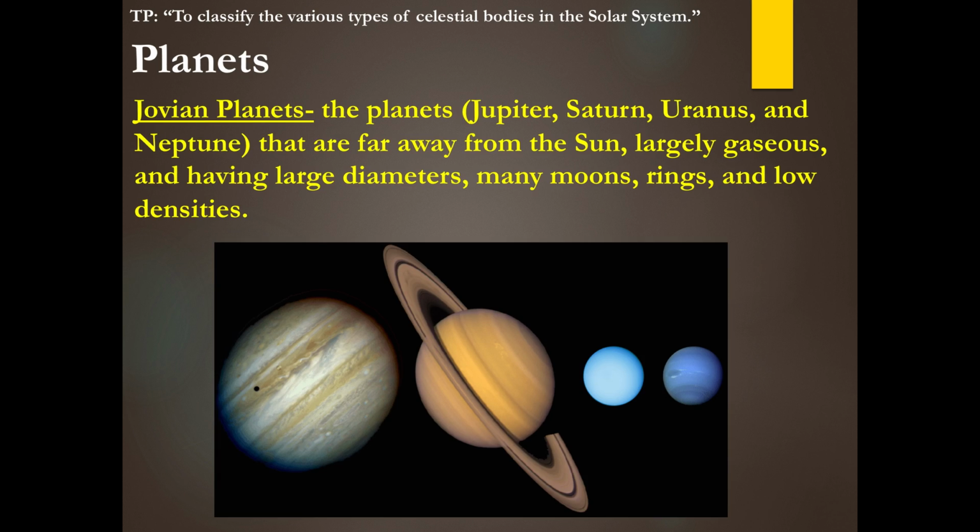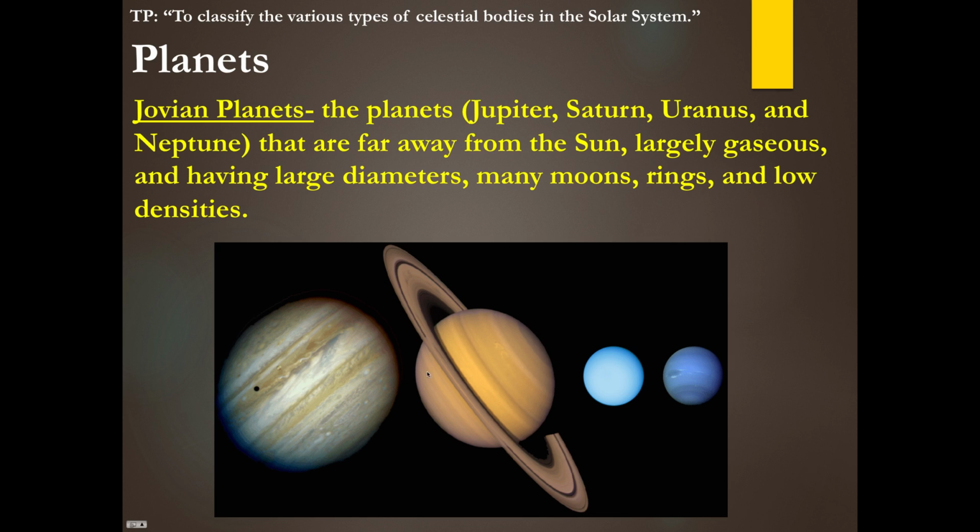All right, let's continue. Jovian planets. The planets Jupiter, Saturn, Uranus, and Neptune that are far away from the Sun. They are largely gaseous and have large diameters, many moons, rings, and low densities.